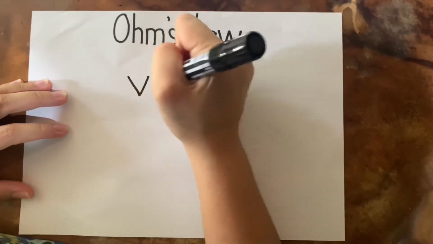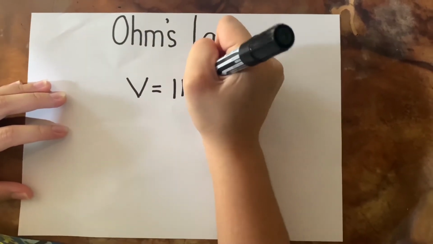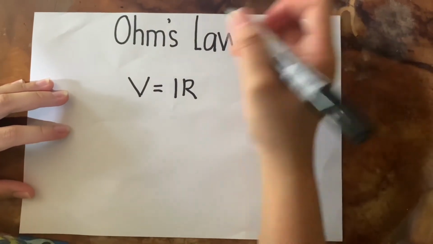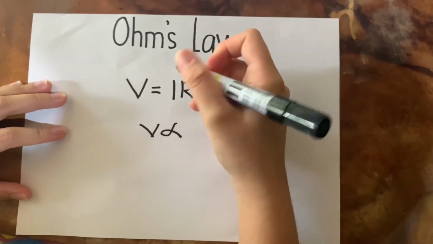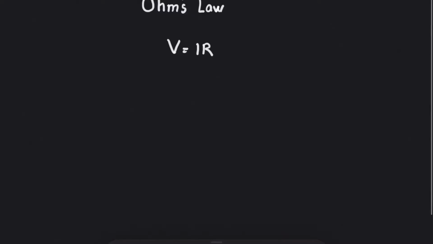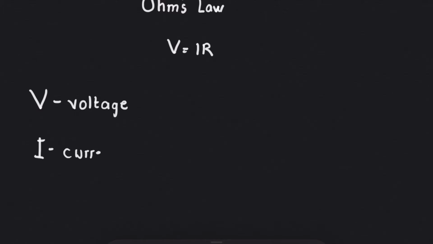So V equals IR, where V is directly proportional to I. V is the voltage, which is the electromotive force or potential difference, and I is the current. An electric current is the rate of flow of electric charge past a point or region. An electric current is said to exist when there is a net flow of electric charge through a region. R is the resistance, which is a measure of the opposition to current flow in an electric circuit.